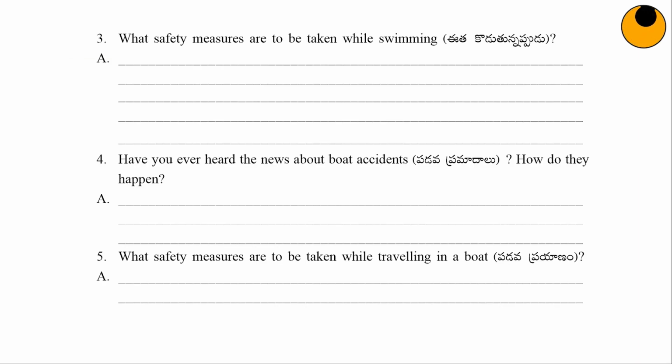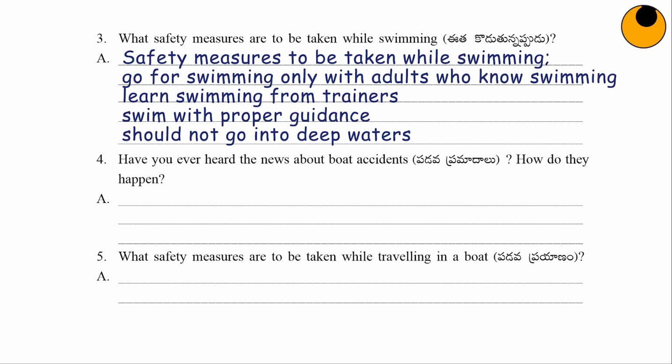What are the safety measures to be taken while swimming? Safety measures to be taken while swimming. Go for swimming only with adults who know swimming. Learn swimming from trainers. Swim with proper guidance. Should not go into deep waters.